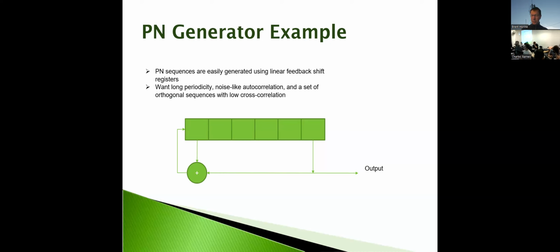So we want to be able to exactly replicate the original signal, but if we want to support multiple users in the same band, we want a very low cross correlation. So we want that chipping sequence to have almost 0 correlation with any other chipping sequences that we would be using.